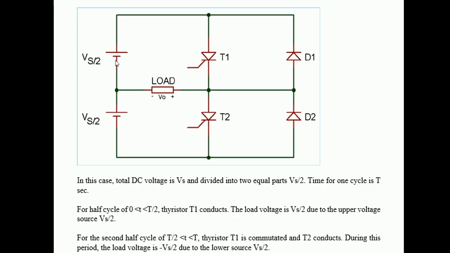Here we can see that the source is divided into two portions, Vs by 2 and Vs by 2, and we have two switches, T1 and T2 thyristors, and these are freewheeling diodes, which are in parallel with the switches for their protection. In the first half cycle, from 0 to T by 2, T1 will conduct, and we will have plus on the right side and minus on the left side. In the second half cycle, from T by 2 to T, T2 will conduct. Now the left side will be positive and the right side negative. So this is how we get an inverted wave across the load.